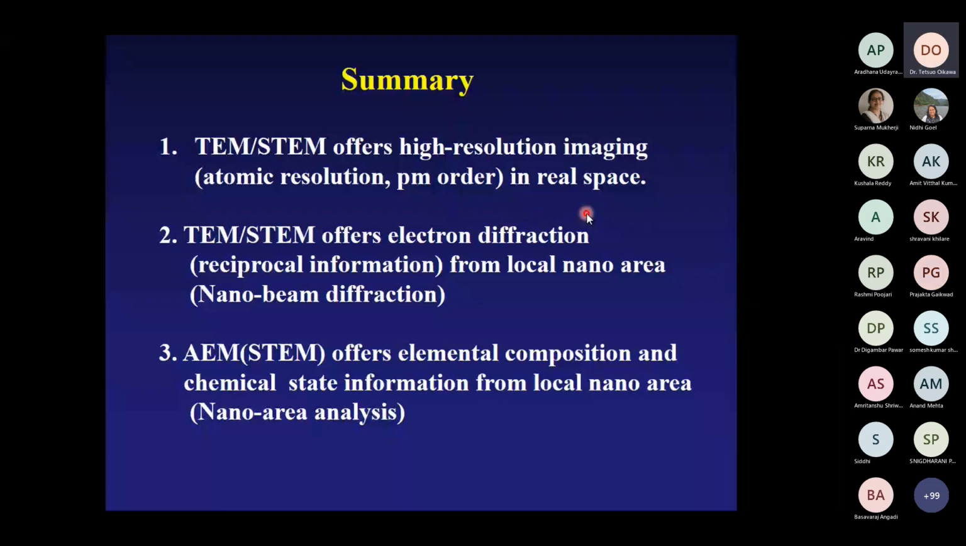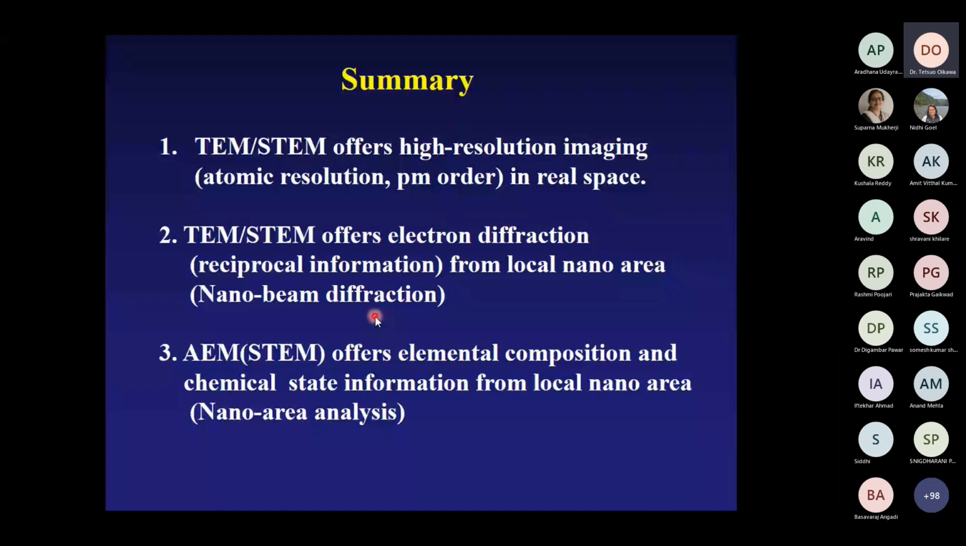And also this TEM and STEM can offer electron diffraction. The information is the reciprocal information. Okay? And also the diffraction is from a small local area, nanometer order or sub-nanometer order area diffraction possible. So this is very effective. We can observe very small single crystal diffraction analysis. We call this nanobeam diffraction, like this. The microscope can offer real space information and reciprocal information simultaneously with one machine.